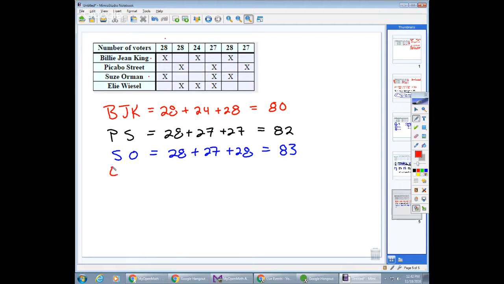And then Ellie or Eli Weasel or Weisel gets 28 and 24 and 27, which I think is 79 on a good day. So according to the approval ballots, we get Susie Orman as the winner with 83 total approval votes.